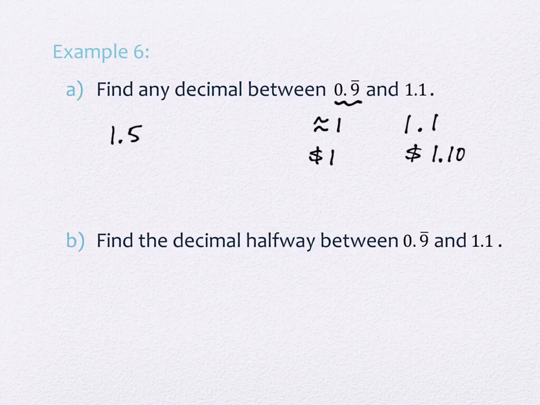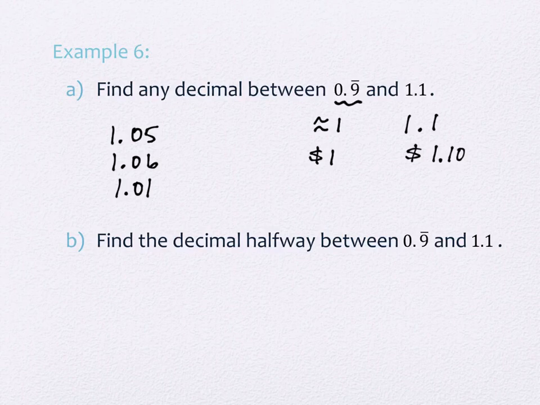1.5. Somebody give me another one. 1.6. We can do 1.1. Whoa, not 1.5. Let's take a step back. I think we missed something. 0.5, that's what I meant to say, I think, too. 1.05, right? $1.05, $1.06. And I meant to put here, get that one too, 1.01, $1.01.